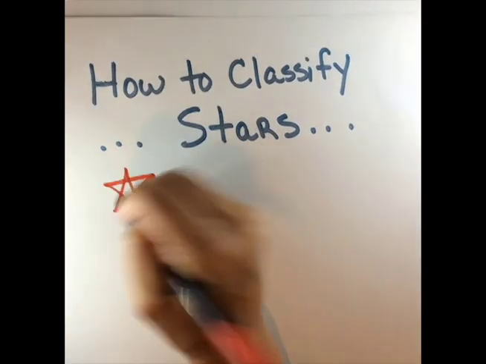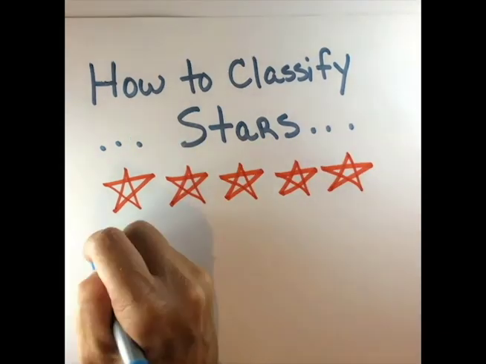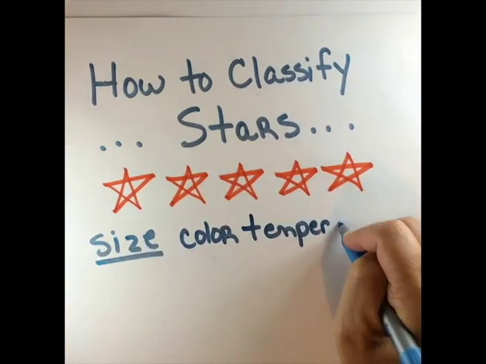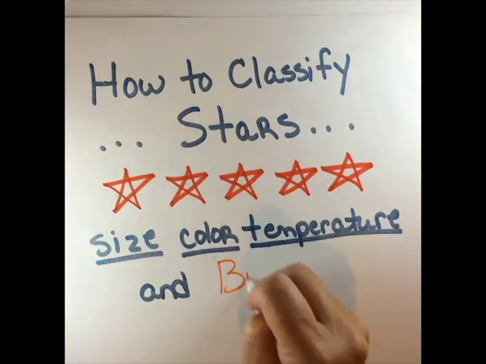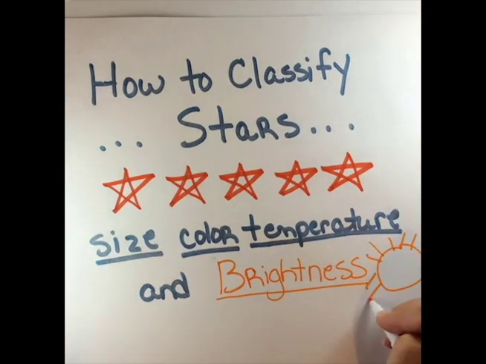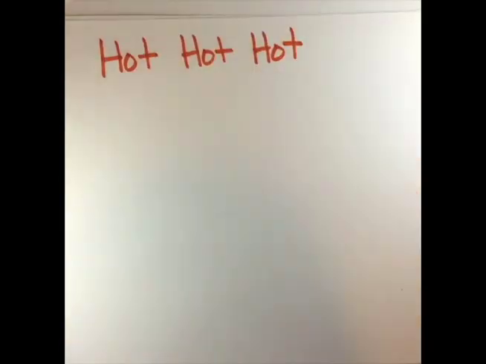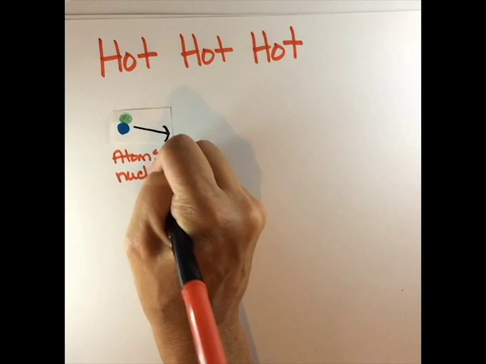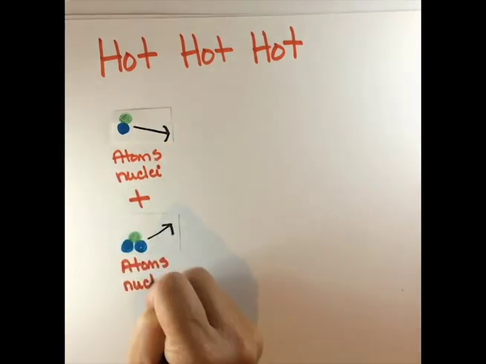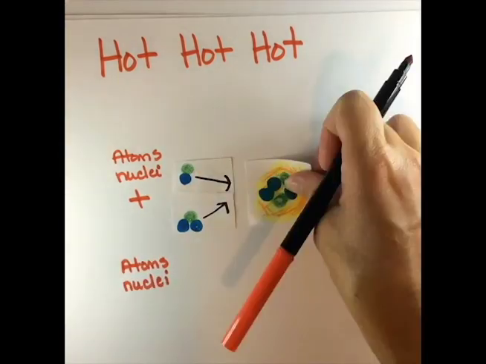Today, we will learn about how to classify stars based on their size, color temperature, and brightness. But first, a quick star review. When something gets hot enough and the colliding atoms' nuclei stick together, a process called nuclear fusion occurs.